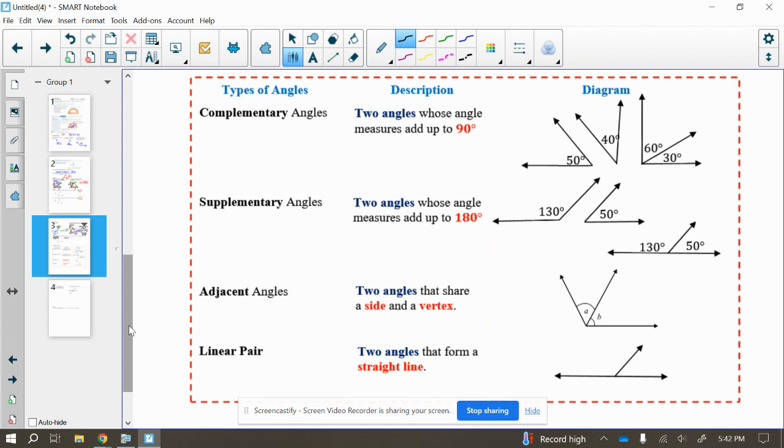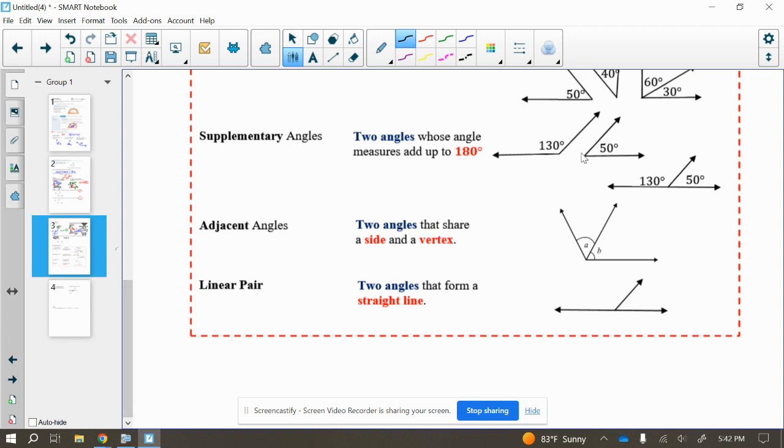Now, there's a little bit more vocabulary down here at the bottom. For instance, complementary angles are angles that add up to 90 degrees. So 50 plus 40 or 30 plus 60, those would add up to be 90. Supplementary angles are when our angles add up to be 180. So 130 plus 50, whether they're next to each other or not.